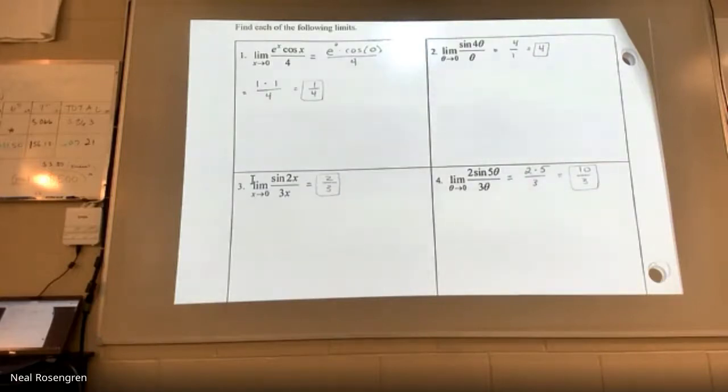So I'll leave this up for another minute or two, and then I'll scroll to 8 and 9 so you can see those when you're ready.